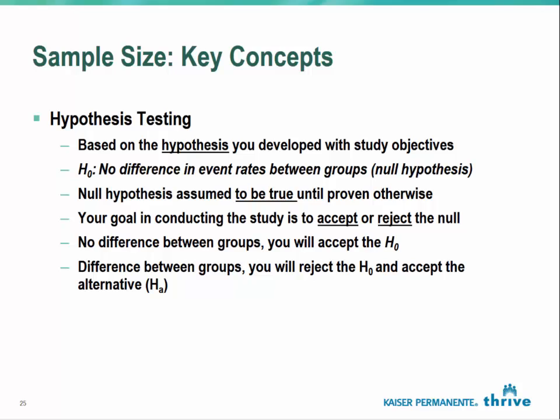So the key concepts are hypothesis testing. You're going to base it on the hypothesis. You're going to say there's no difference between the groups. We also want to know if that's true. If your goal is to accept or reject the null, sometimes you will have no differences and you'll accept the null hypothesis. If there are differences between the groups, then you reject the null and you'll accept the alternative hypothesis. Generally, when we write our procedures, we don't get into the null and the alternative. We just state the alternative, meaning we believe that these 2 groups will be different on this value. We don't go into the null, which is that we don't think there's any difference between the 2.